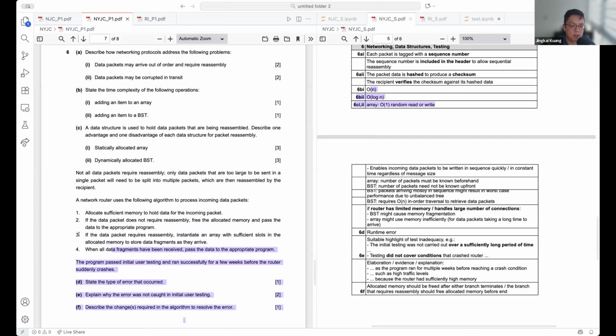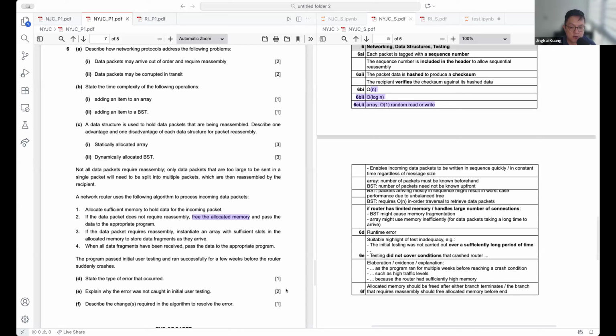So the key here is step 3. Step 3 does not have the freeing in step 2. So basically in step 3, you just instantiate the array, and once you are done with it, you just pass the data. You never kill the array. The array is still there. So this is a runtime error. Why is it not caught in initial user testing? Because you never test it for long enough. The change required is that you need to add step 4: after all data fragments are received and we pass the data to the appropriate program, free the allocated memory. Then that should be fine.